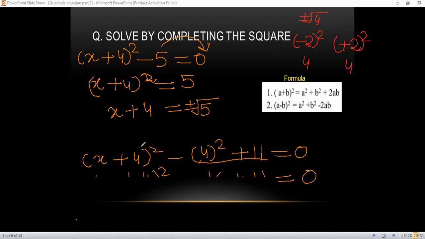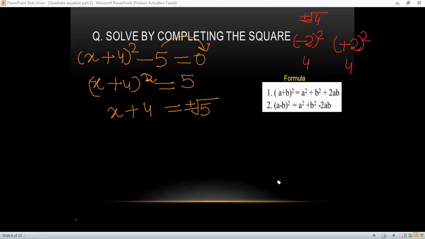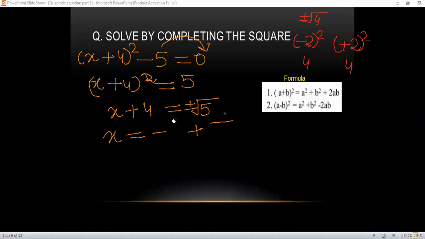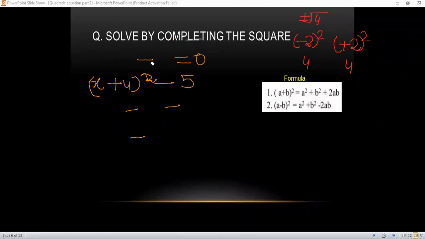Now here we have to find the value of x. So what will be the value of x? x is equal to, 4 will go to the right hand side, it will become minus 4 plus minus under root 5. This will be the value of x. Okay. Now, next question I'm going to take. One more question I'm going to take.